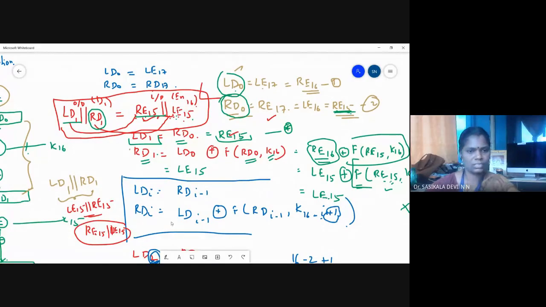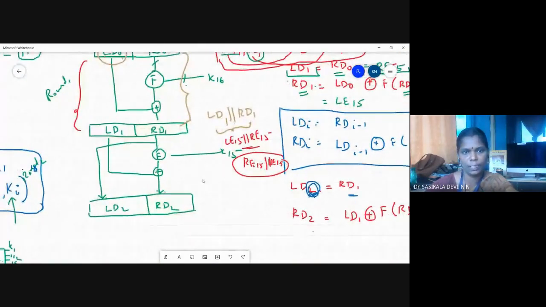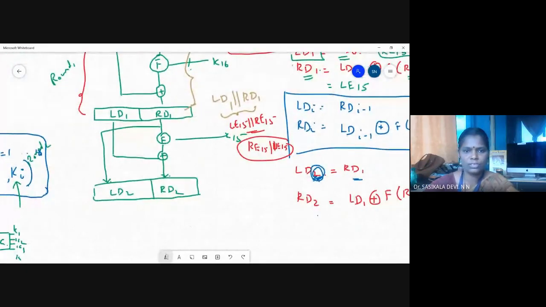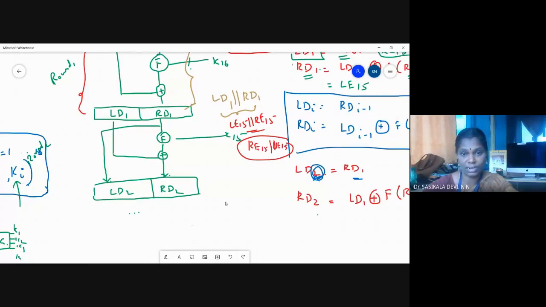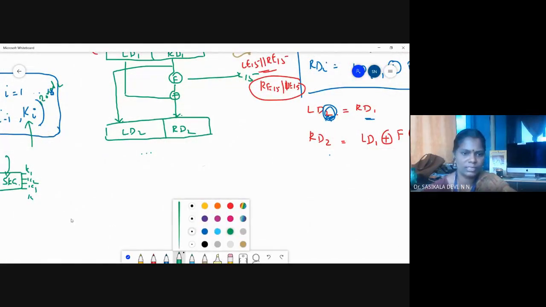Okay, so let's complete this decryption process because we have completed 15 rounds here. It will go further. So now we have 16 rounds of Feistel structure. So it will proceed further. So final round, 16th round.